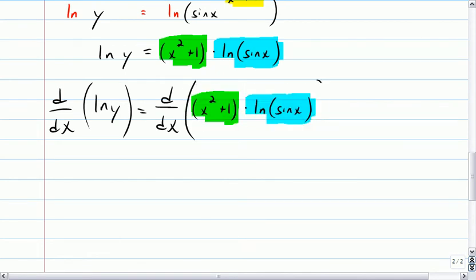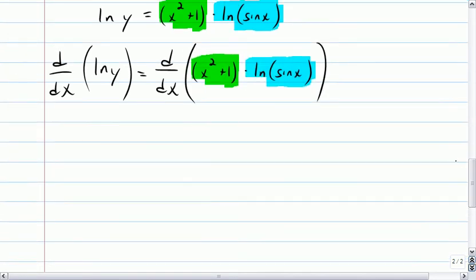So the derivative of the left with respect to x is the derivative of the natural log. That's my outer function, so 1 over y. The derivative of my inner function, the derivative of y, is y prime. You might be saying, that looks like a variable, not a function. Well, you're taking the derivative with respect to x, so y is like a function of x. That's why y prime shows up.